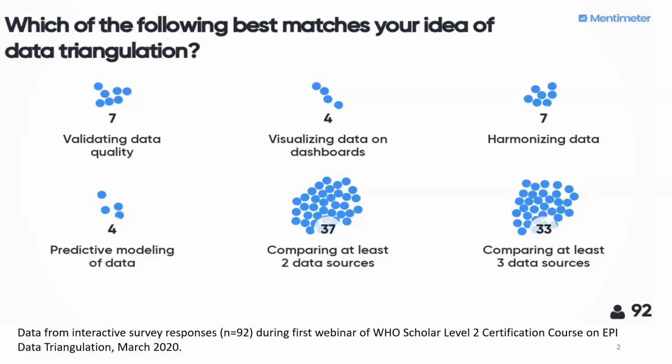We just asked them, which of the following best matches your idea of data triangulation? We gave them a few different definitions. And as you can see, there were varying agreements on what data triangulation is. Most people said that data triangulation is comparing at least two or three data sources. Some people said that it's validating data quality. Some say that it's visualizing data on dashboards or harmonizing data. A few say that it's more complex predictive modeling of data.